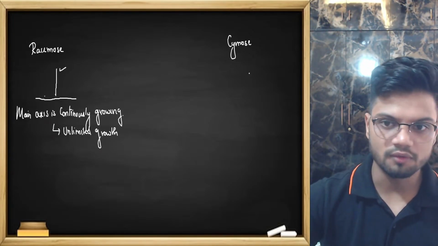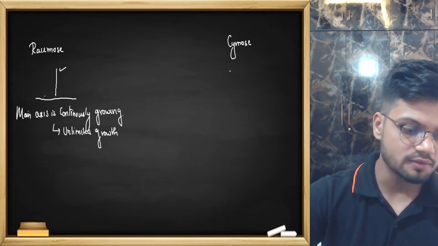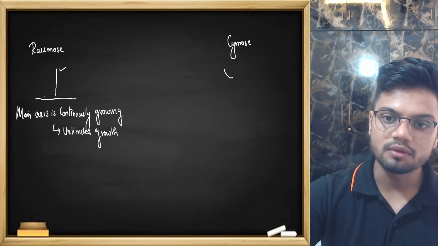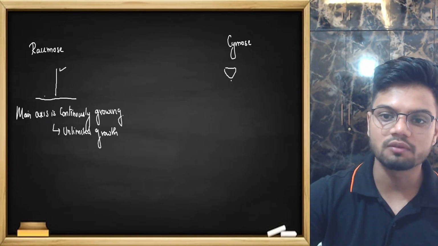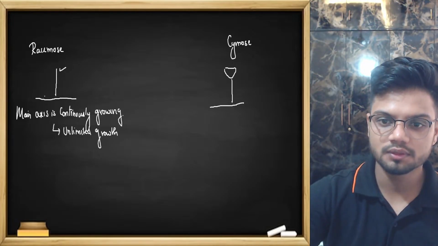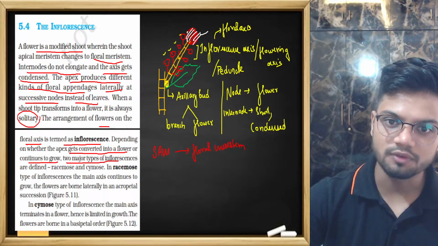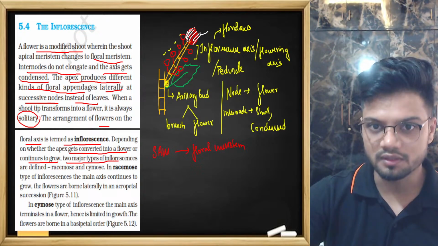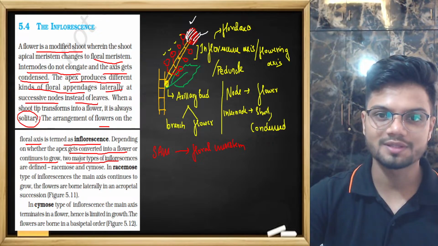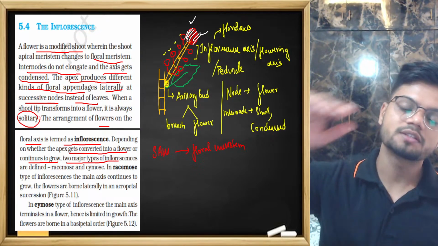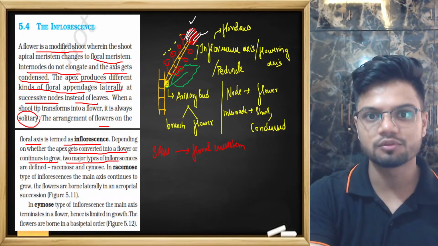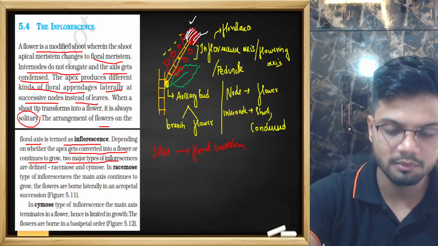Okay. Now what about cymose? In the case of cymose, the terminal part is always a flower. Can you see here the main axis? If the main axis terminates with a flower, that is called as cymose. If you have a flower at the top here, then it is called as cymose. If there is no flower, it keeps on growing, that is called as racemose inflorescence. Very simple to understand.